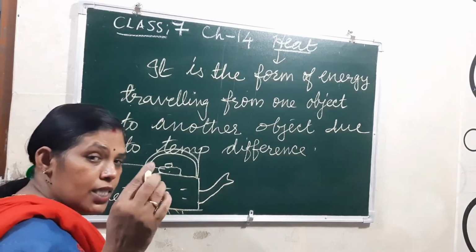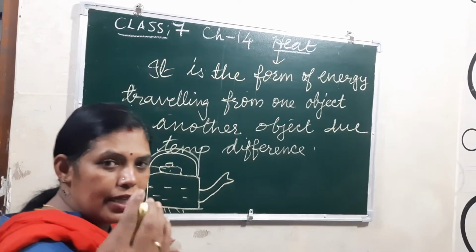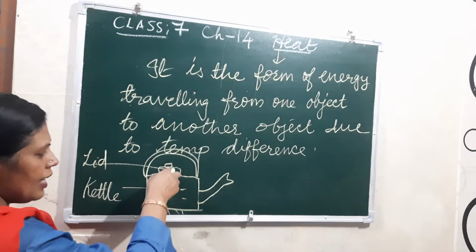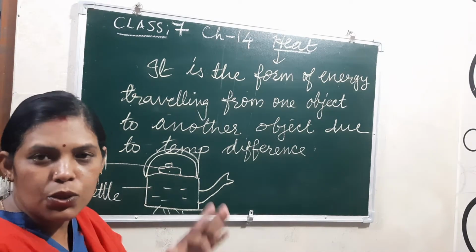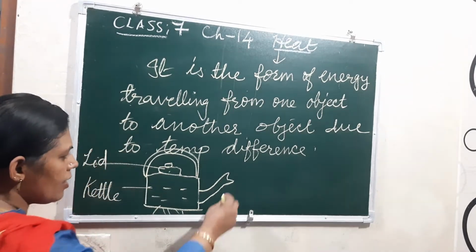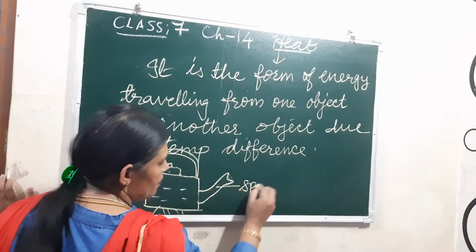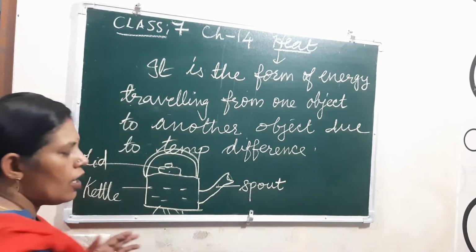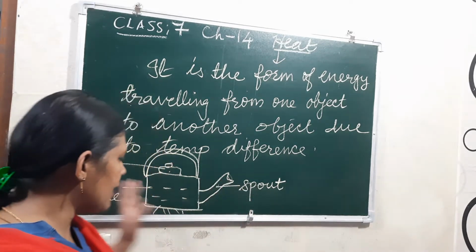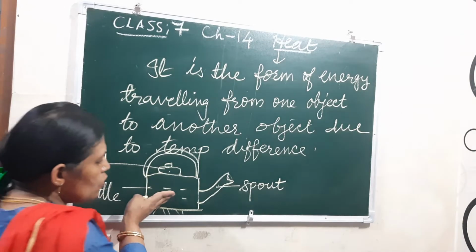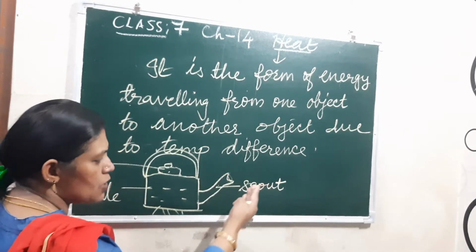When the water reaches 100 degrees Celsius, it starts to boil. That time the steam comes out. Here the lid is already closed, so the steam cannot move up. But here there is an opening, okay? This is the spout of the kettle. And that time what happens? The steam pressure moves towards this opening and comes out, okay?